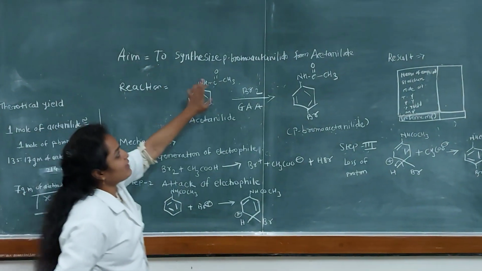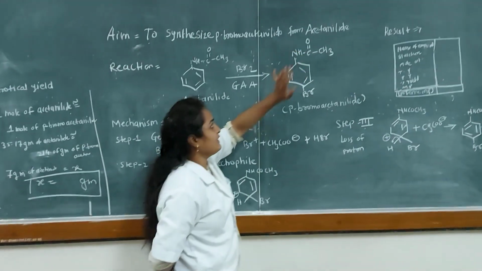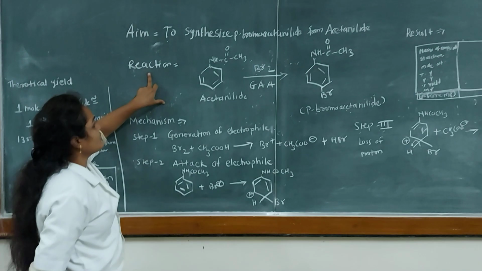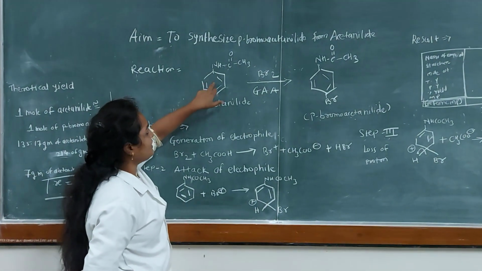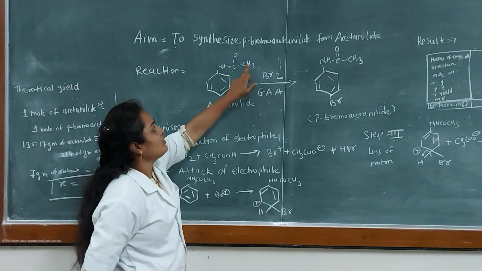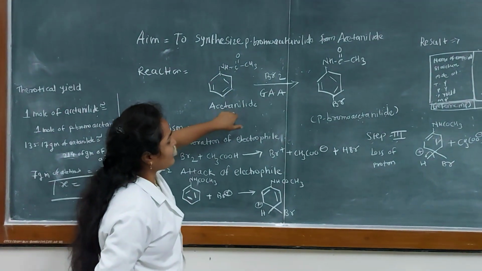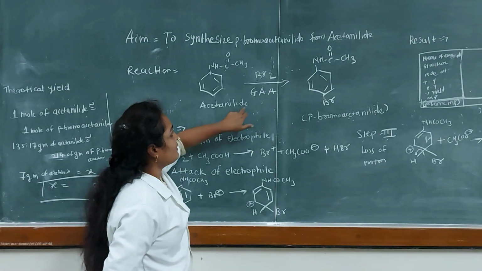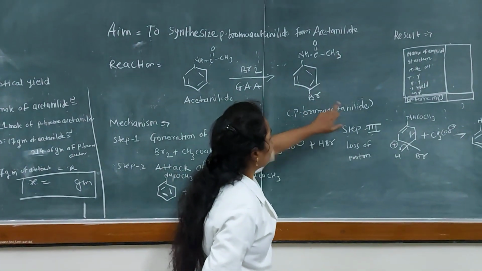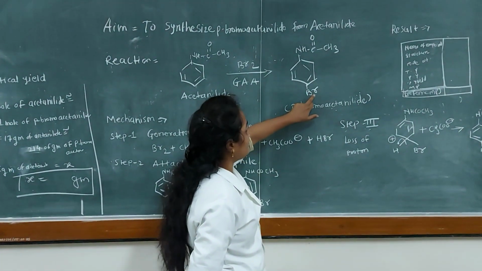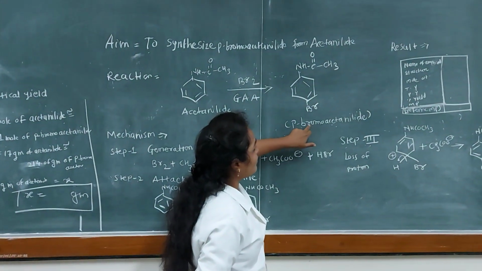Aim: to synthesize para-bromoacetanilide from acetanilide. Reaction: this is the structure of acetanilide, a benzene ring with NH-CO-CH3. This acetanilide reacts with Br2, bromine, in the presence of glacial acetic acid. It gives para-bromoacetanilide. Only the para position has a bromine atom attached here, forming para-bromoacetanilide.